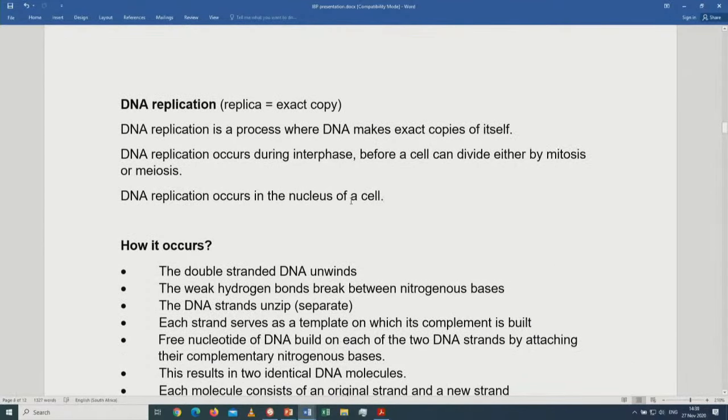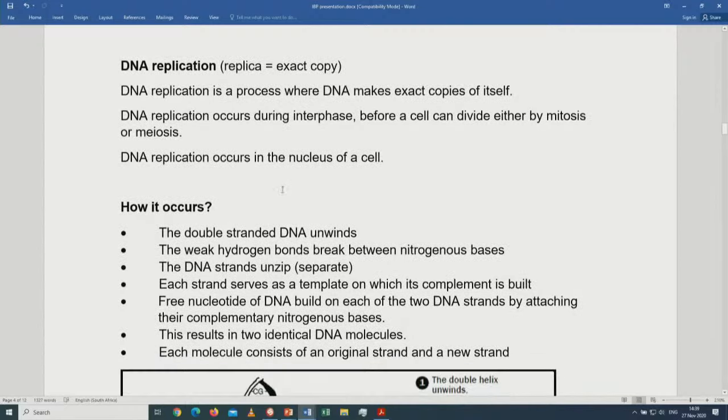Now moving on to DNA replication. If we break down the term replication, the term replica means exact copy. So this is a process where DNA makes exact copies of itself. DNA replication occurs during interphase before a cell divides, either by mitosis or by meiosis. And DNA replication occurs in the nucleus of the cell.